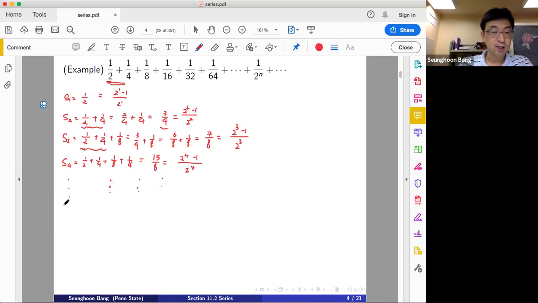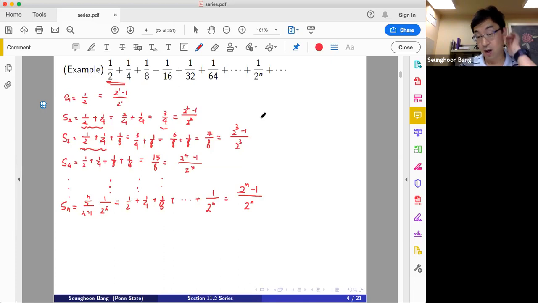What is S_n? S_n is exactly the summation i equal to 1 to n of 1 over 2 to the power i, exactly 1 over 2 plus 1 over 4 plus 1 over 8 plus, keep going. The last one is 1 over 2 to the n. So we have this rule, 2 to the n minus 1 over 2 to the power n. You can find a trend, right? So this is a partial sum.